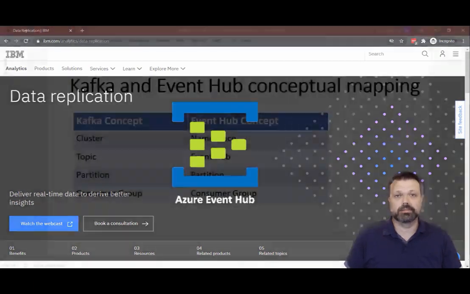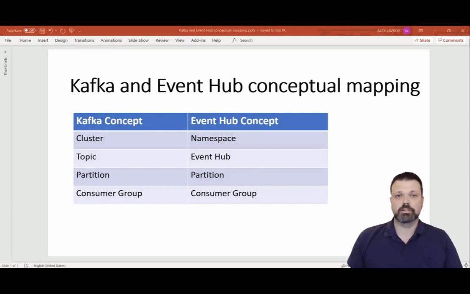Let's get started. Before we start deploying assets in Azure, let's get familiar with terminology. Event Hub is built on top of Kafka, so it supports the Kafka API, but the names are a bit different. As you can see, a Kafka cluster on Azure is called a namespace, and a topic is an Event Hub. Partition is partition and consumer group is consumer group. So when CDC starts replicating, we'll replicate into Event Hubs that are grouped in the same namespace, which is equivalent to a Kafka cluster with several topics.